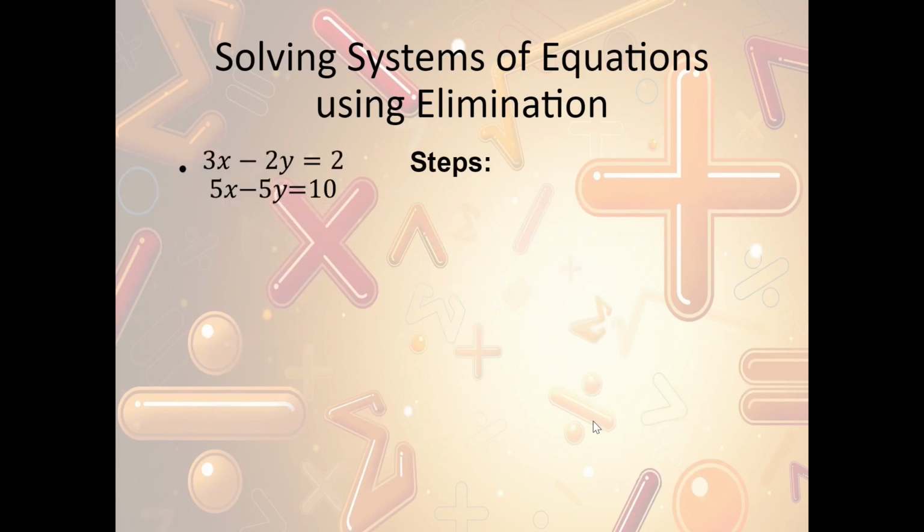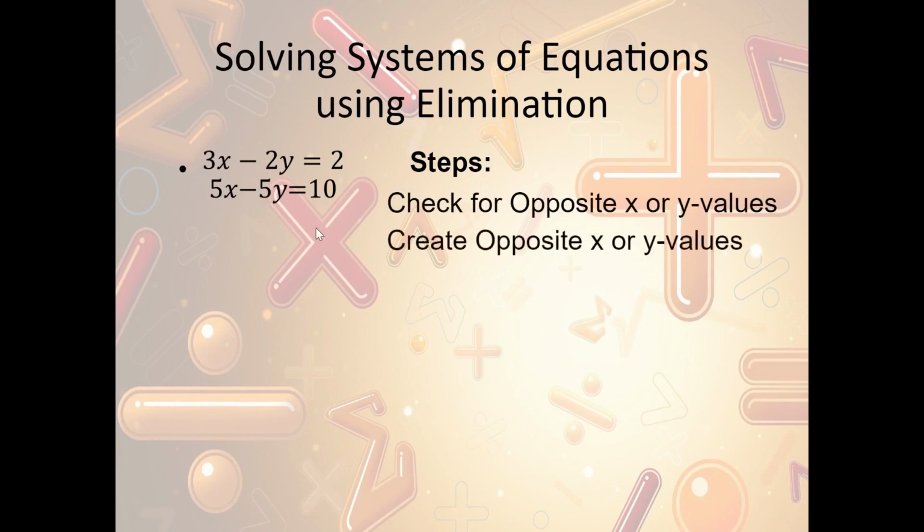Let's look at another example. We have 3x minus 2y is equal to 2, and 5x minus 5y is equal to 10. So again, I'm going to check for opposite x or y values. 3 and 5 are not opposites, and negative 2 and negative 5 are not opposites. So I need to create opposite values.